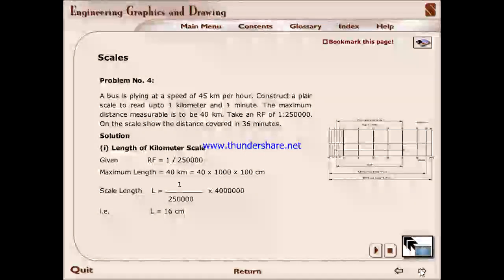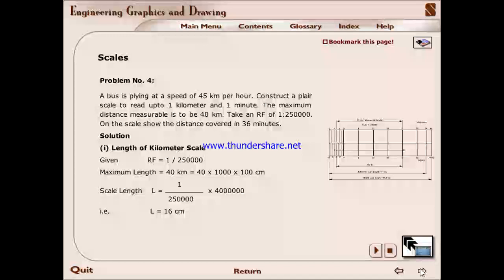Now, problem number 4. A bus is traveling at a speed of 45 kilometers per hour. Construct a plain scale to read up to 1 kilometer and 1 minute unit. The maximum distance measurable is to be 40 kilometers. Take RF of 1 to 2,50,000. On the scale, show the distance covered in 36 minutes.